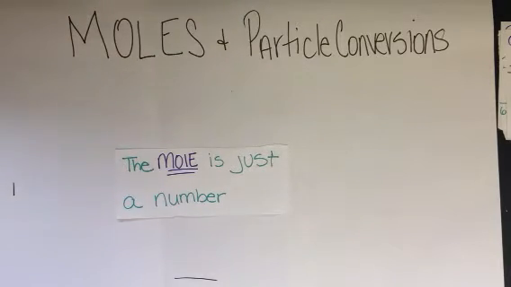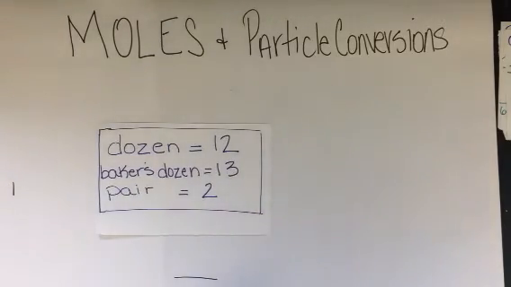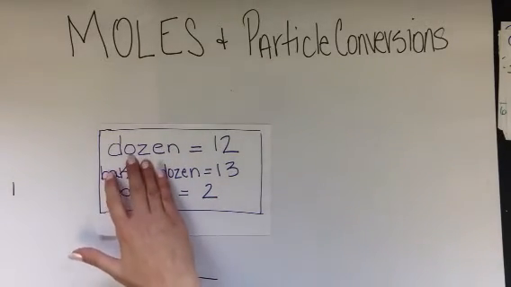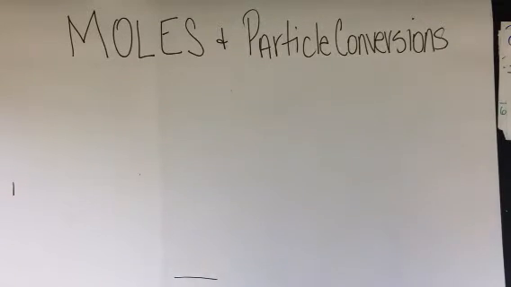Like, for example, do you know of any words that you associate with numbers? Hopefully you've said yes. Dozen, baker's dozen, maybe pair, right? So if we take a look at these more common examples, you know that the word dozen means 12. You know that baker's dozen means 13, and the word pair means 2. These are all words that you associate with numbers. That's exactly what we're going to do with mole.